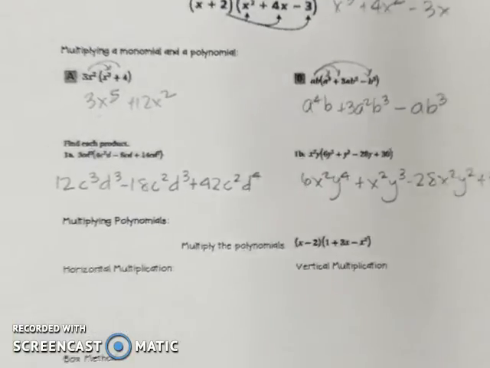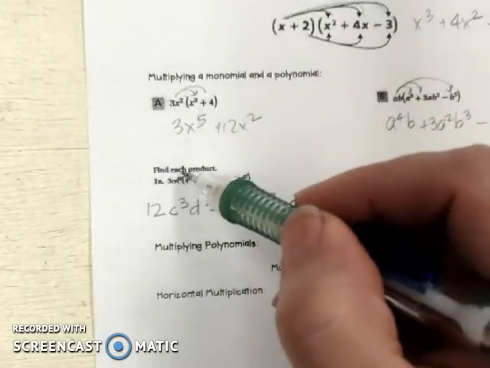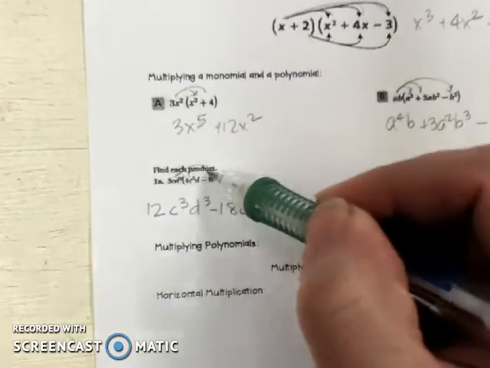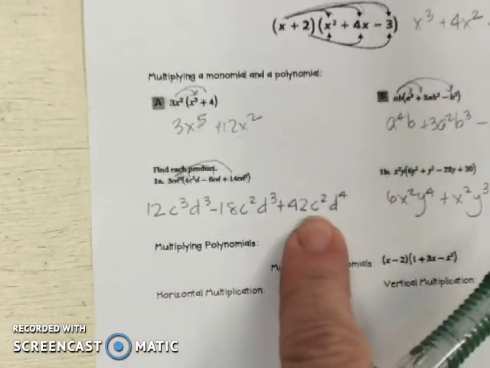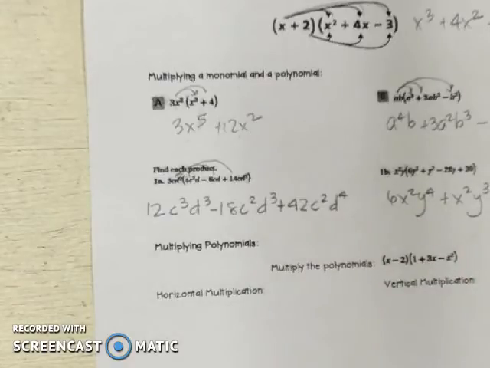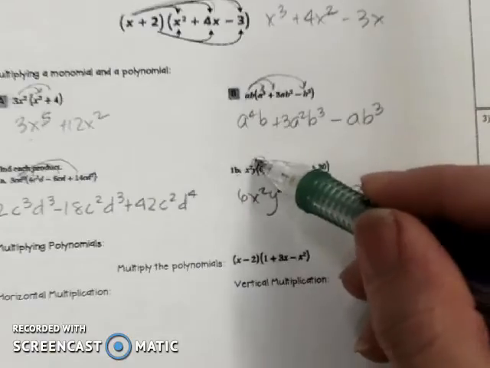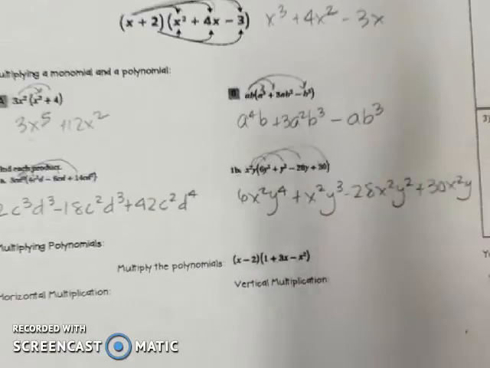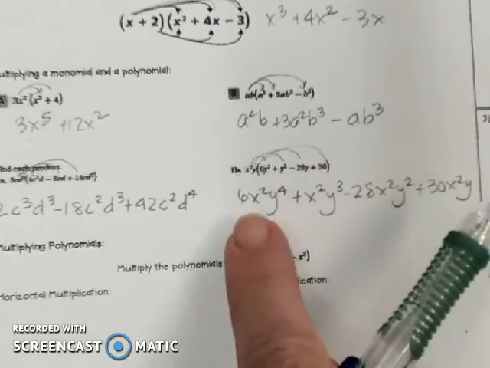Okay, so just checking using your distributive property. I distributed that 3cd squared to every term in that second polynomial, and this is what I got. And then for 1b, I distributed the x squared y to every term in that second polynomial. And if I do one term to 4 terms, I should get 4 terms. 1, 2, 3, 4.